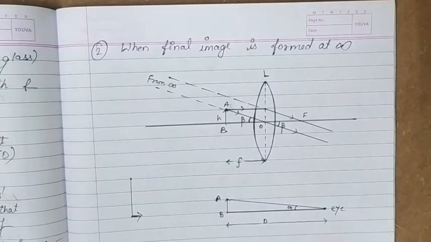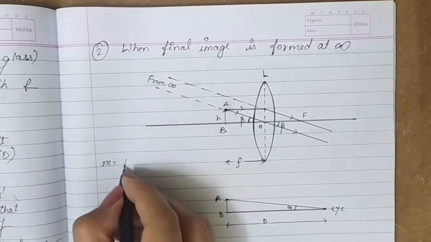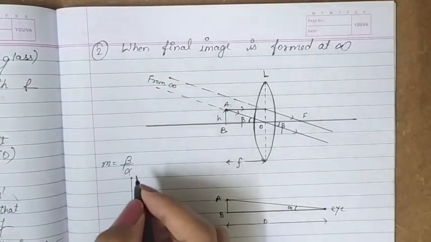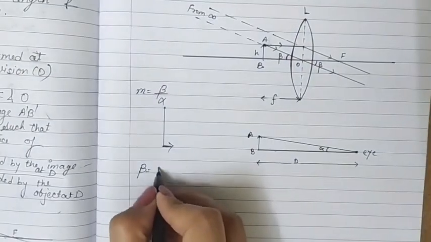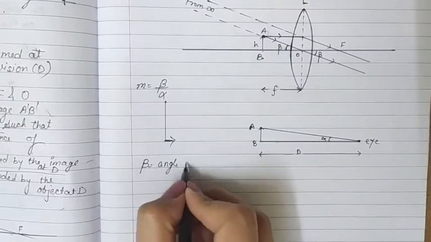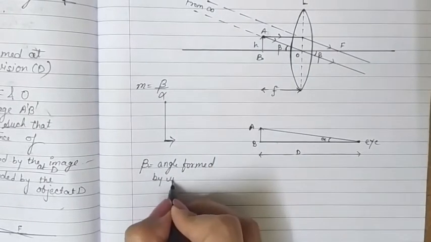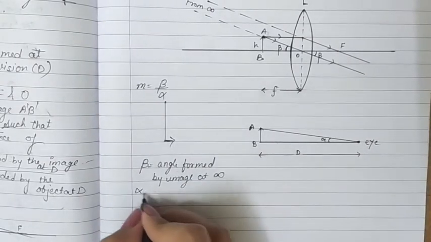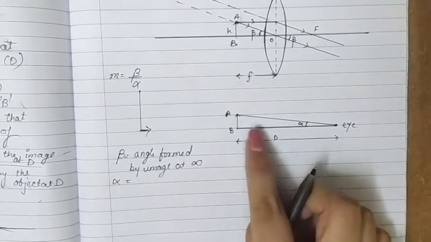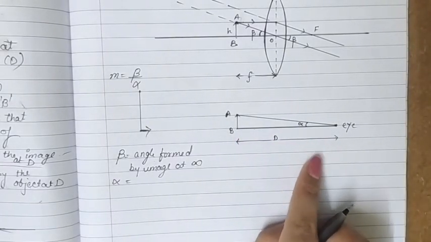That means the final image formed in that case will be magnified but at infinity. So in this case again we define magnifying power as beta upon alpha, where beta is the angle formed by the image at infinity, and alpha is the angle formed by the object when it is placed at the least distance of distinct vision.